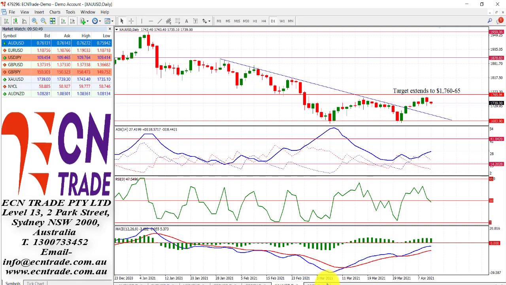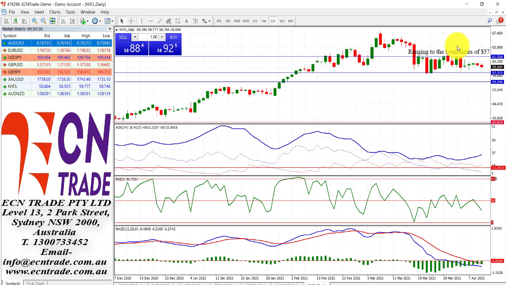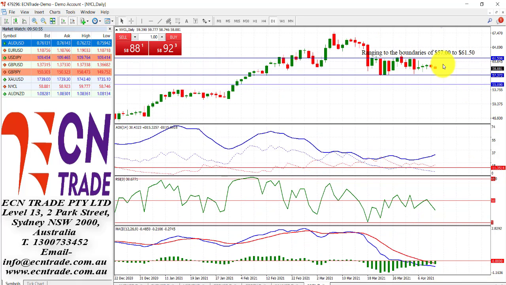And wrapping up with oil, well, there's little to go on when we look for the potential target of up or down, that is, because we're still locked in this boundary of $57 to 61.5. However, technically we are breaking down. I'm in favor of seeing a move towards 57 and maybe a break down towards 55 before any reversal.